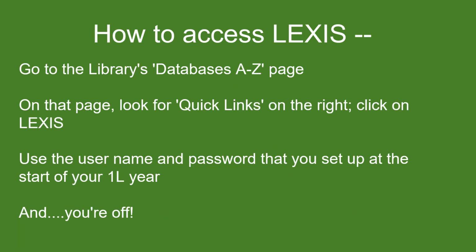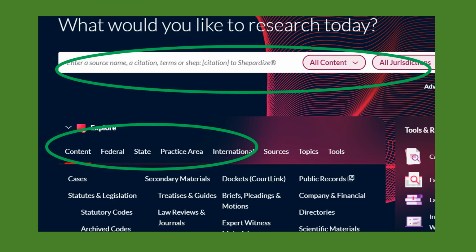To access Lexis, go to the library's databases A to Z page. On that page, look for quick links on the right. Once you've gotten into Lexis, use the username and password that you set up at the start of your 1L year, and there you go.